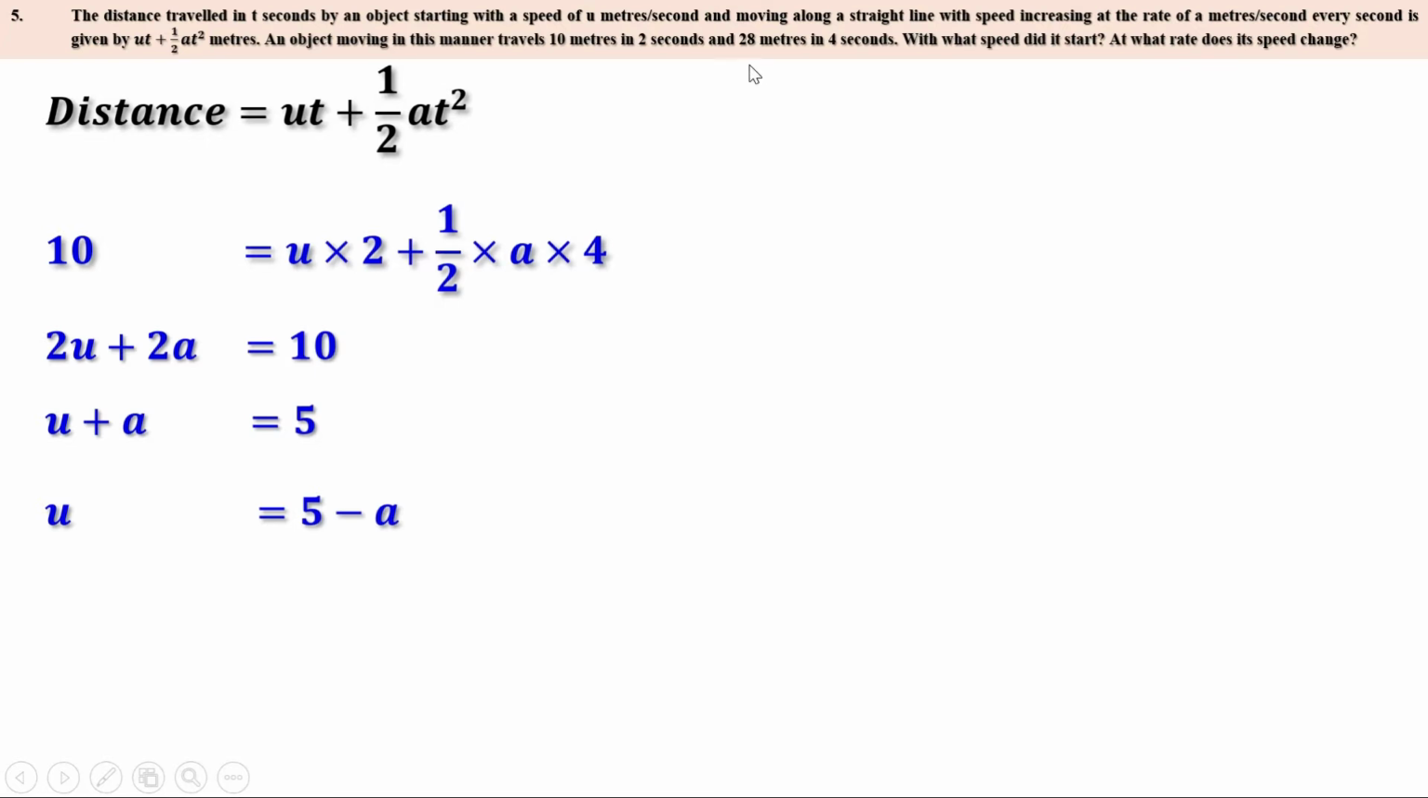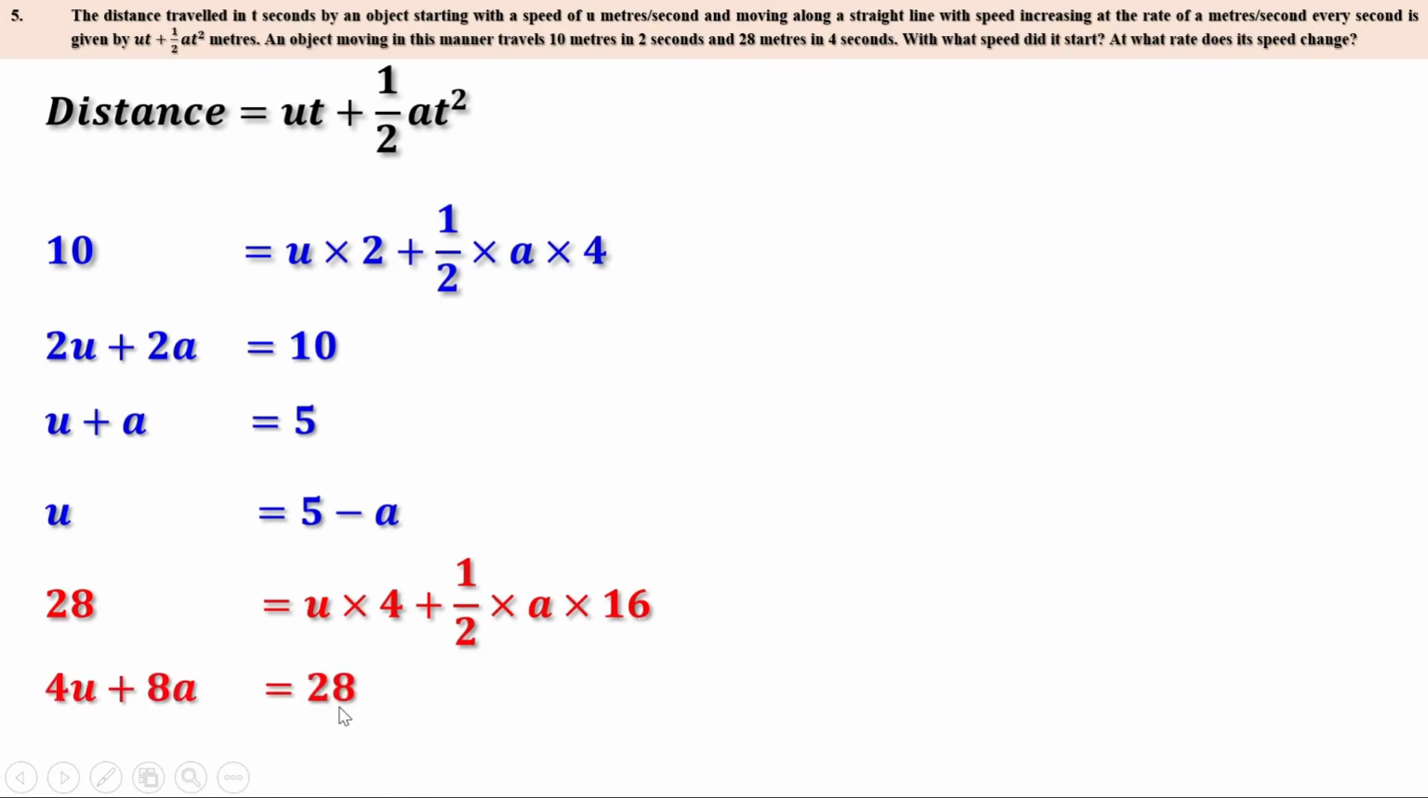Again, it is given that the object travels 28 meters in 4 seconds. That is, distance is 28 and time is 4 seconds. Replacing the values, we can write 28 equal to u into 4 plus half into a into 4 square, or 28 equal to u into 4 plus half into a into 16. U into 4 is 4u. Half into a into 16 is 8a. So we can write 4u plus 8a equal to 28.